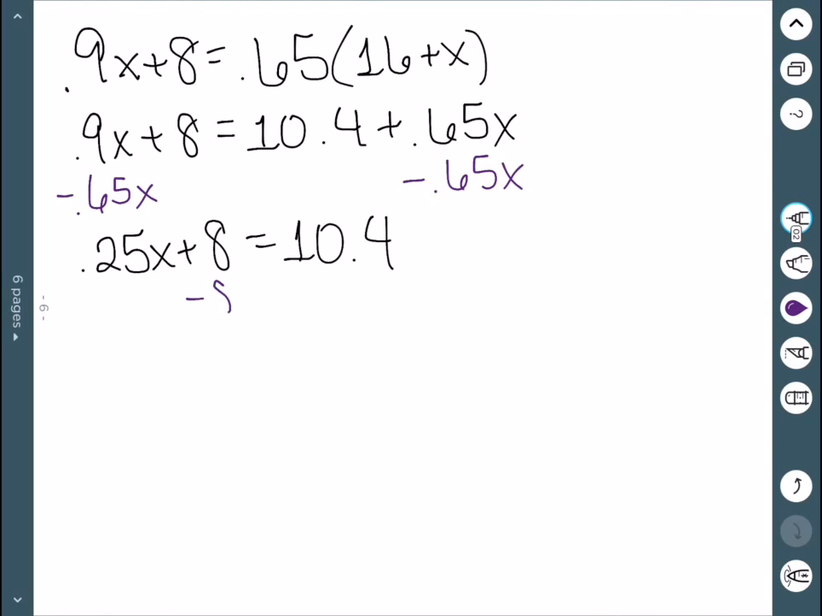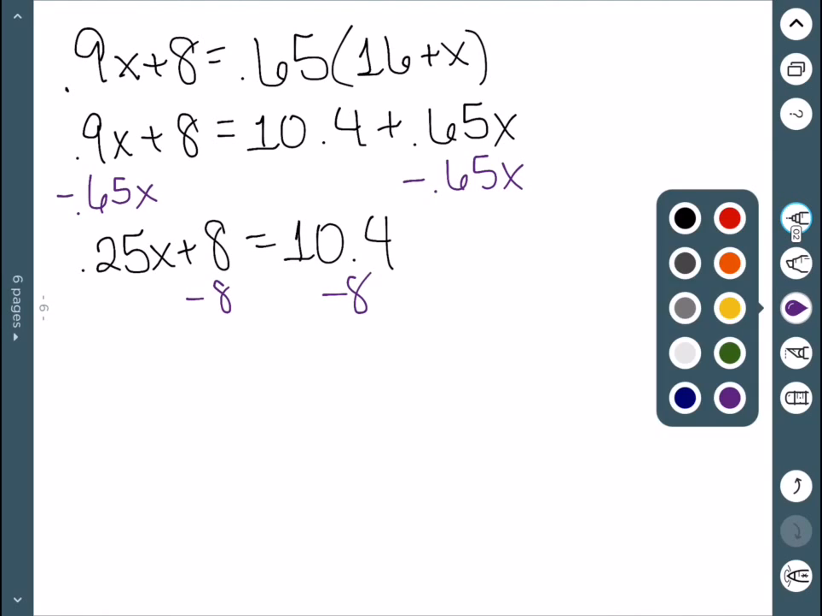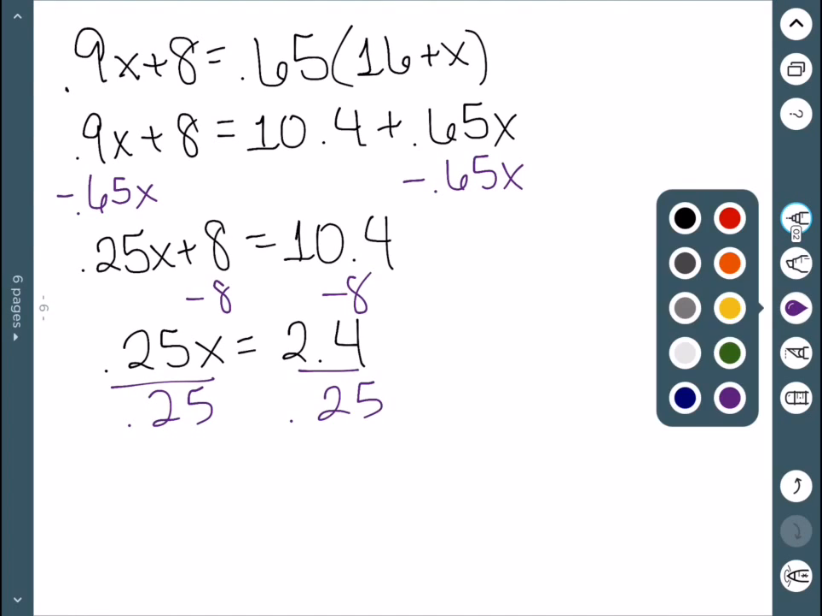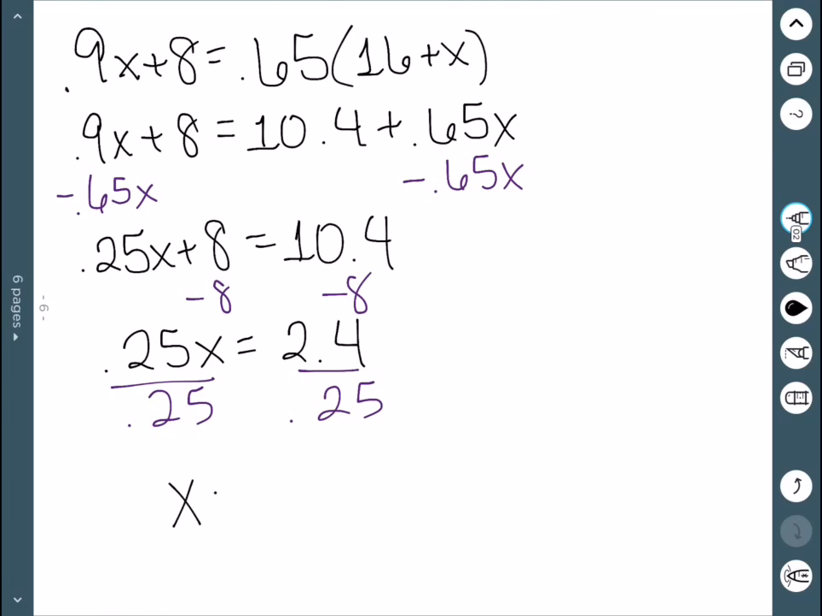Now we can subtract 8 from both sides. When I do that, I get 0.25x is equal to 2.4. We can then divide both sides by 0.25. And we end up with x being 9.6. So we need 9.6 pounds of the lima beans to correctly make this mixture.